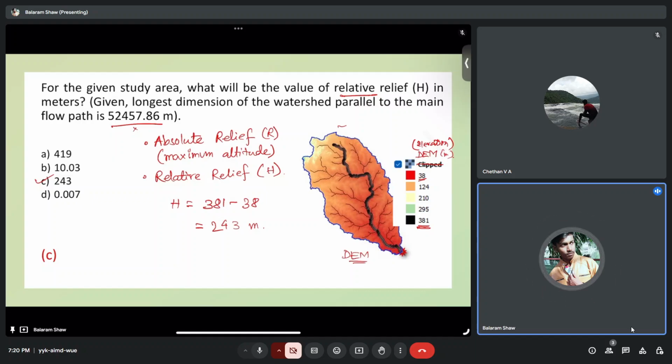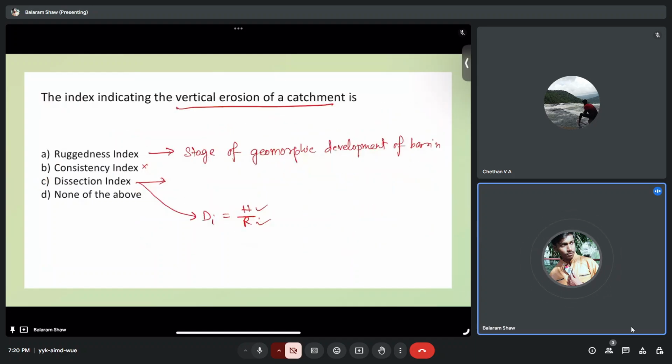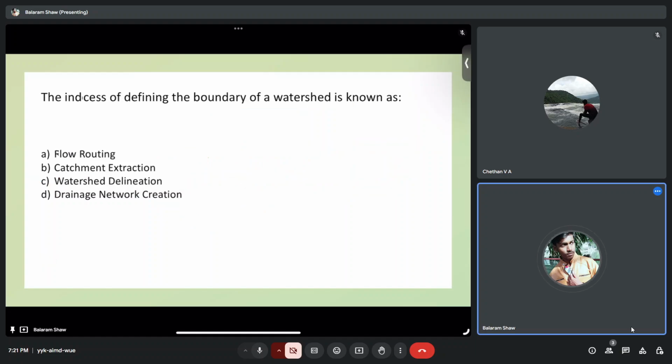So if you see the ratio of that, what will it indicate? It will indicate the vertical erosion and the dissected character of the basin. Okay, so the correct answer would be C, that is dissection index. Any question here? Okay, if not, we'll move to the next question.